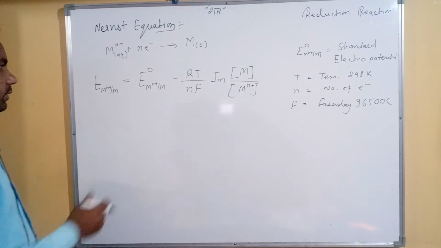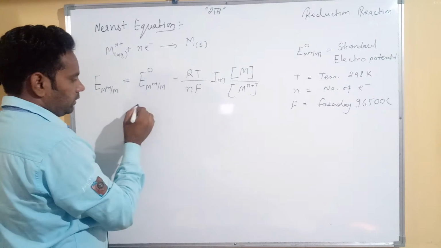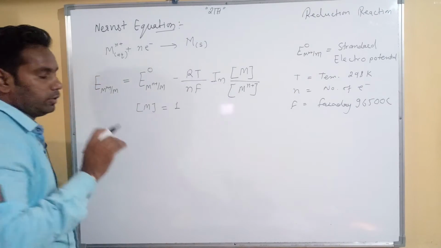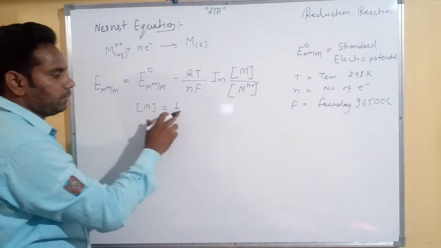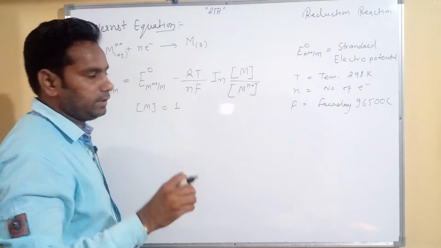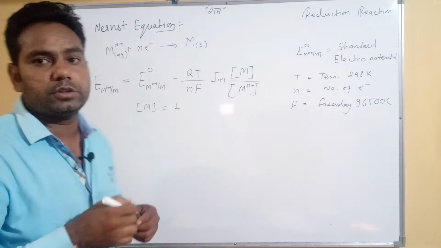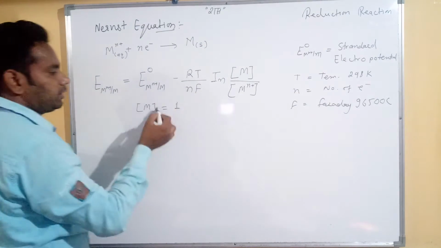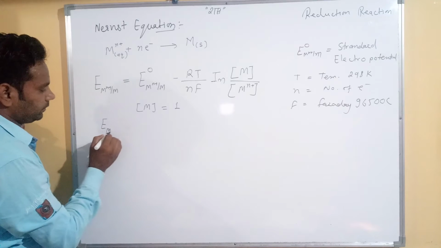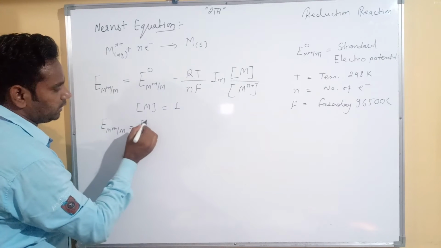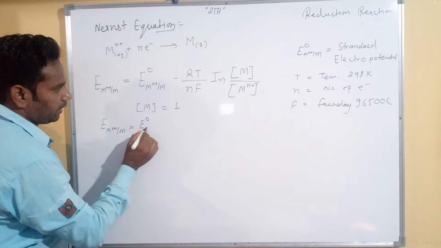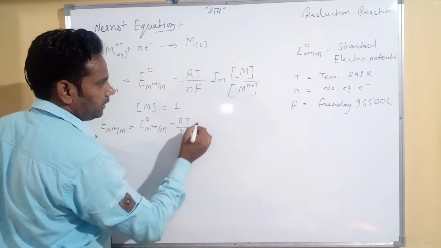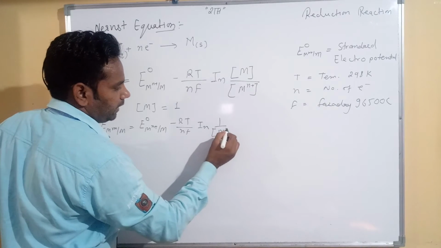Okay. Then in this equation, in place of solid and gaseous states we put 1. Here the M concentration is constant, so we put M is equal to 1, because there is no change in solid concentration. It is used only for aqueous solution. So now the equation is E M^n+ upon M is equal to E naught M^n+ upon M minus RT upon nF ln 1 upon M^n+.